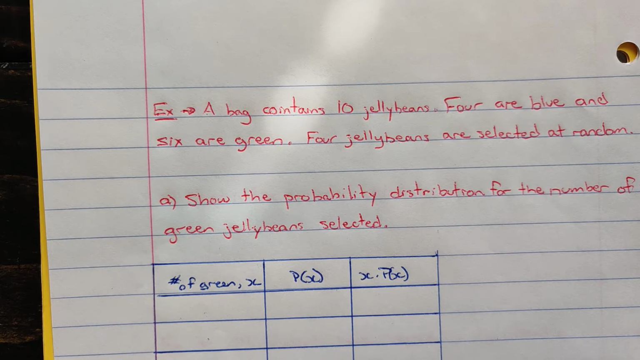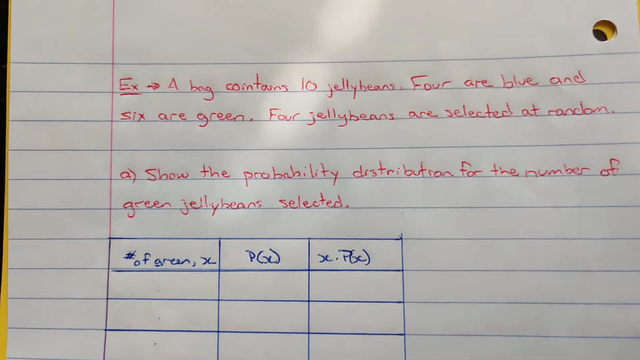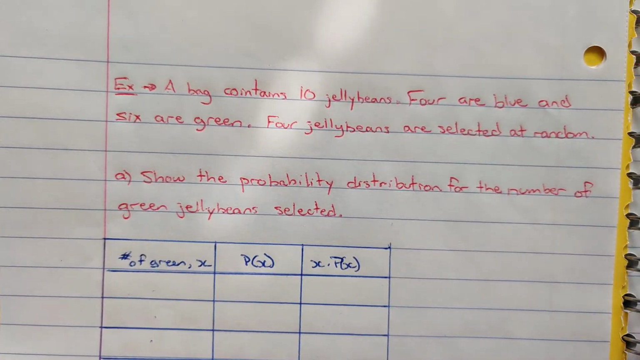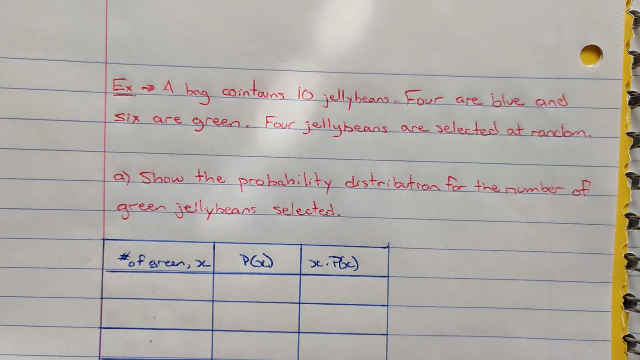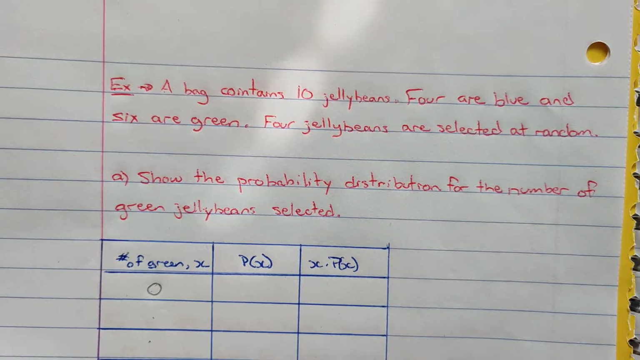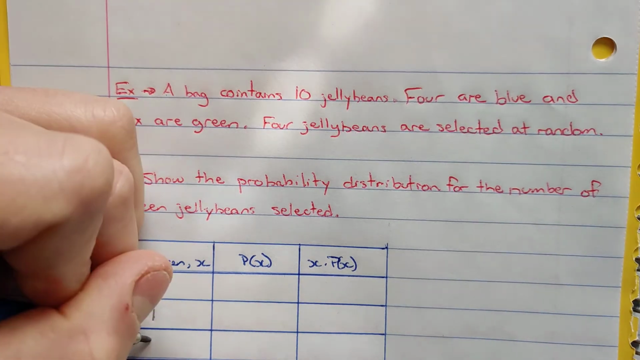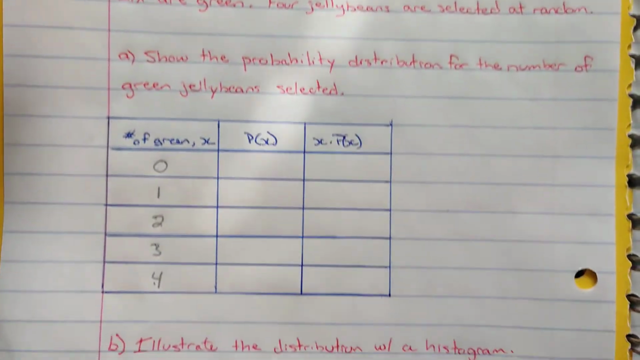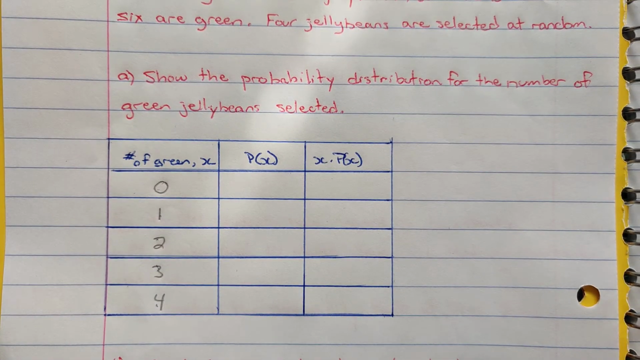So we're going to have a bag of jelly beans containing 10 jelly beans, 4 blue and 6 green. If 4 jelly beans are selected at random, we want to create a probability distribution for the number of green jelly beans selected. So in 4 pulls, we can draw 0 jelly beans. We could draw 1 jelly bean. We could draw 2 jelly beans, 3 jelly beans, or we could have 4 jelly beans selected. So that's what we can pull out. And we need to do our probabilities.